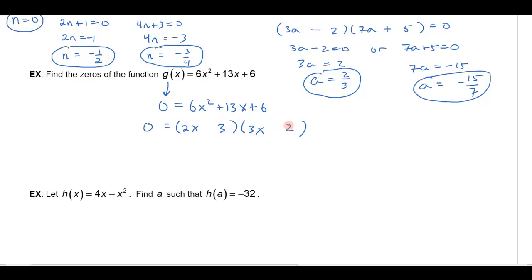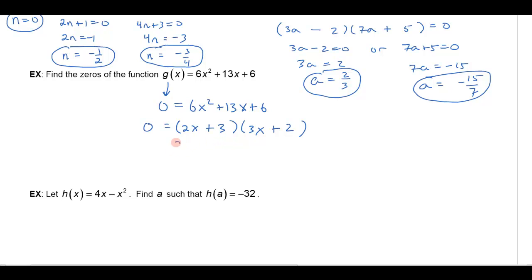I've got 4x from the outers. It's 9x for the inners. That does make 13x. If I put plus for both of these, which has to be because those are both plus, that works. I've got 6x squared. I got a 4x here and a 9x here makes 13x, and then the 3 times 2 for the last ones makes 6.